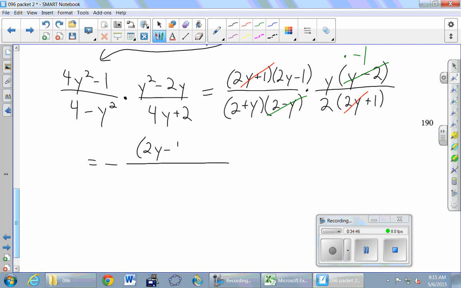I'm going to leave it in factored form. You're totally welcome to do what Alex did, which was distribute that y through. Downstairs, again, I'm going to leave it in factored form. And again, you're welcome to multiply through if you wish.